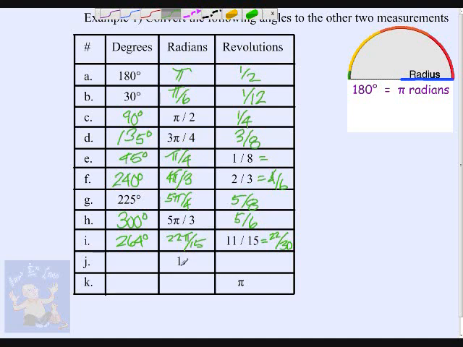So how many degrees in 1 radian? Well, let's write it out. If pi radians equals 180 degrees, 1 radian is going to equal what? How can we figure this out?